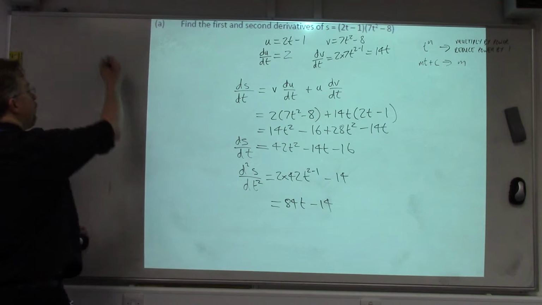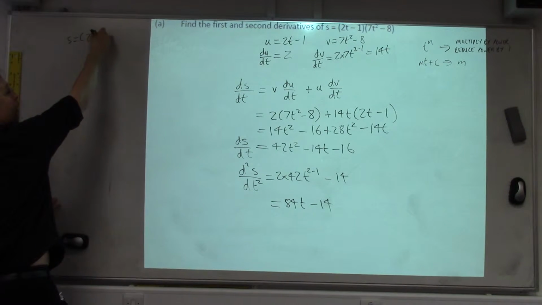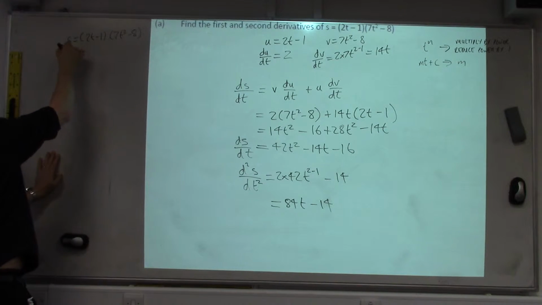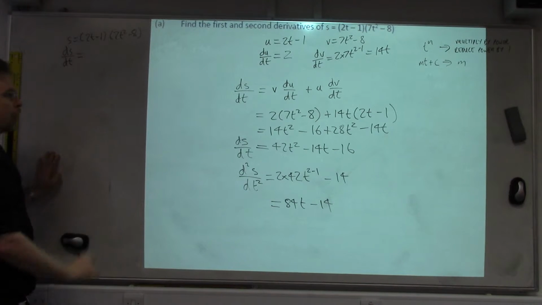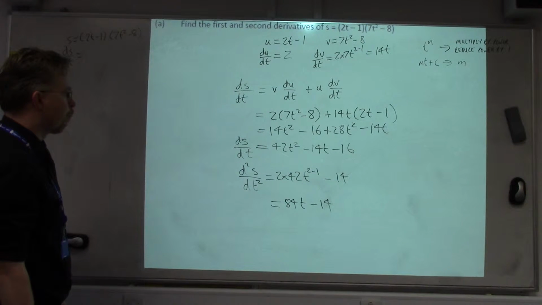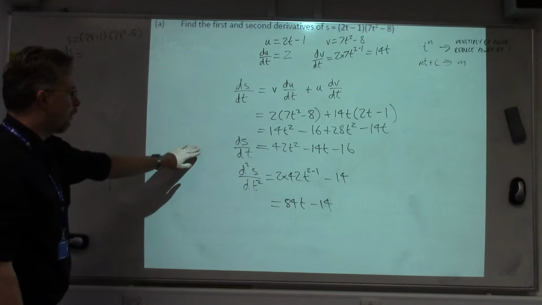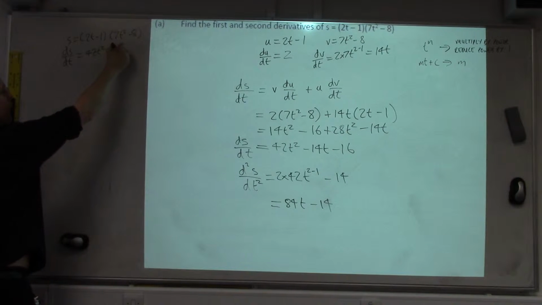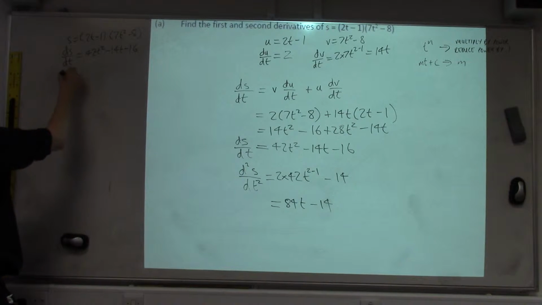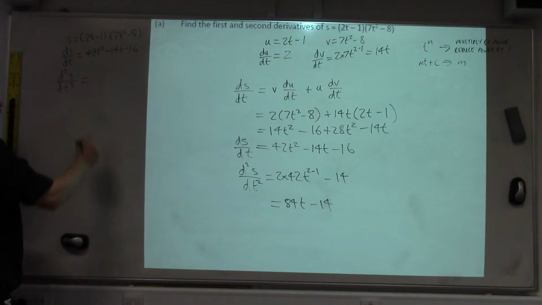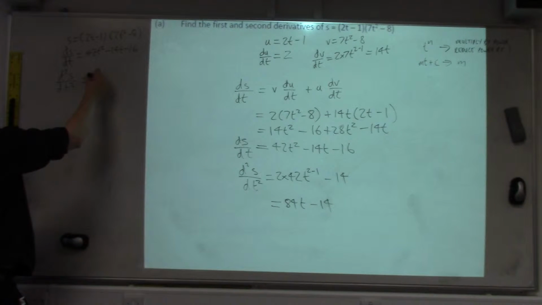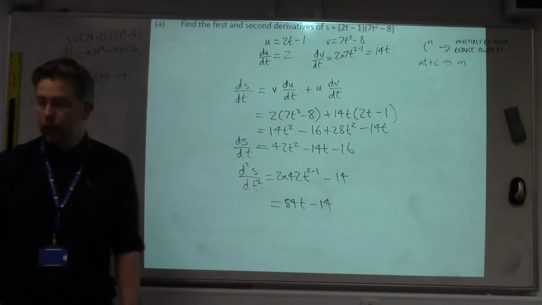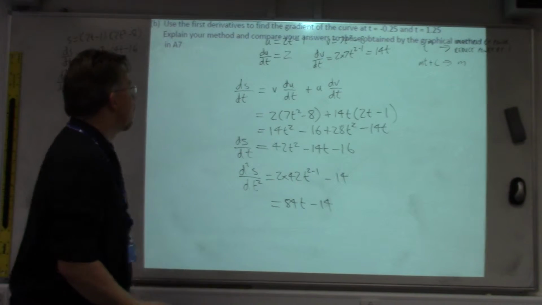And again, we may need these formulae later, so s equals 2t minus 1 times 7t squared minus 8, ds by dt, we'll have that form, 42t squared minus 14t minus 16, second derivative, 84t minus 14. So for the later questions. Part B.